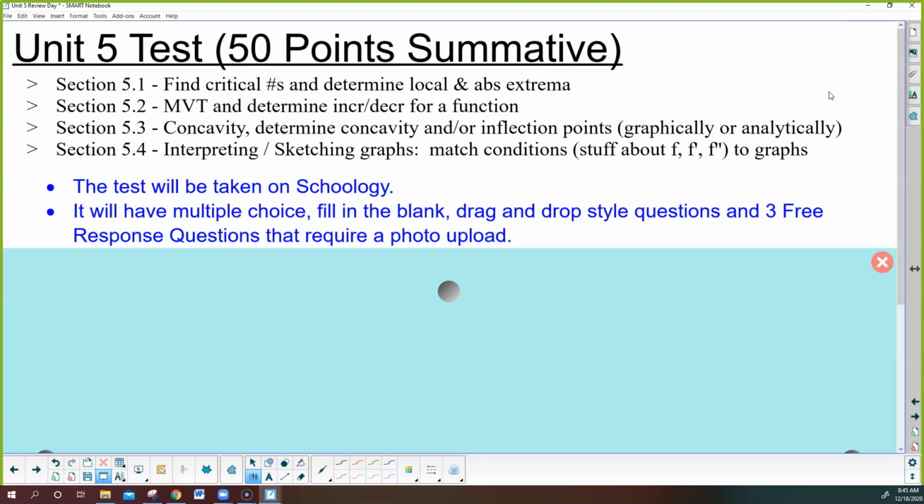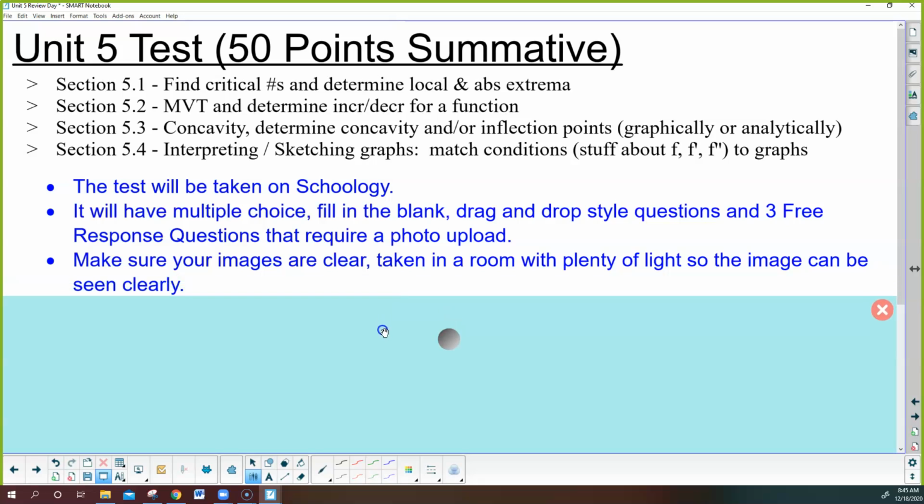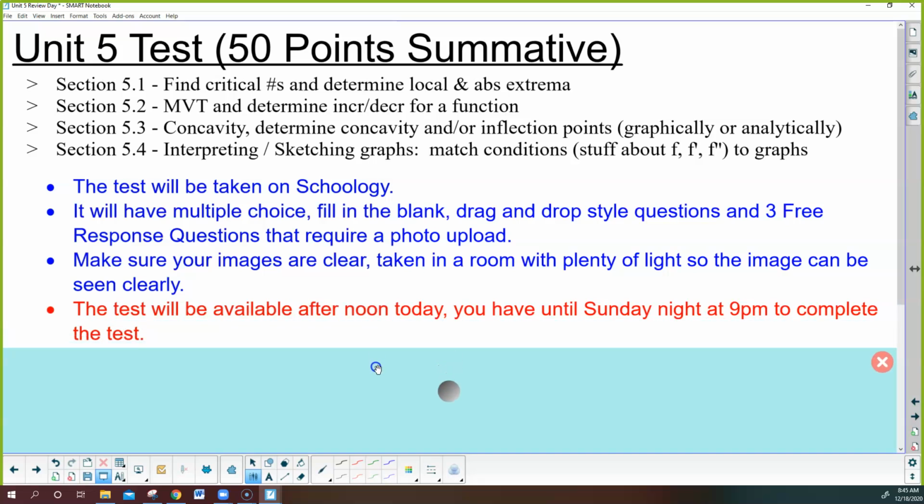And you should really try to get that down: take a picture, submit it, and do that in the fastest amount of time you can so you're ready for it when you get the AP test. All right, and then make sure any images you take are clear, taken in a room with plenty of light, and those images are clearly visible before you submit them. And the test is actually available right now. And you have until Sunday night at 9 p.m. to finish the test. The reason why it's not 11:59 is I don't want you staying up that late.